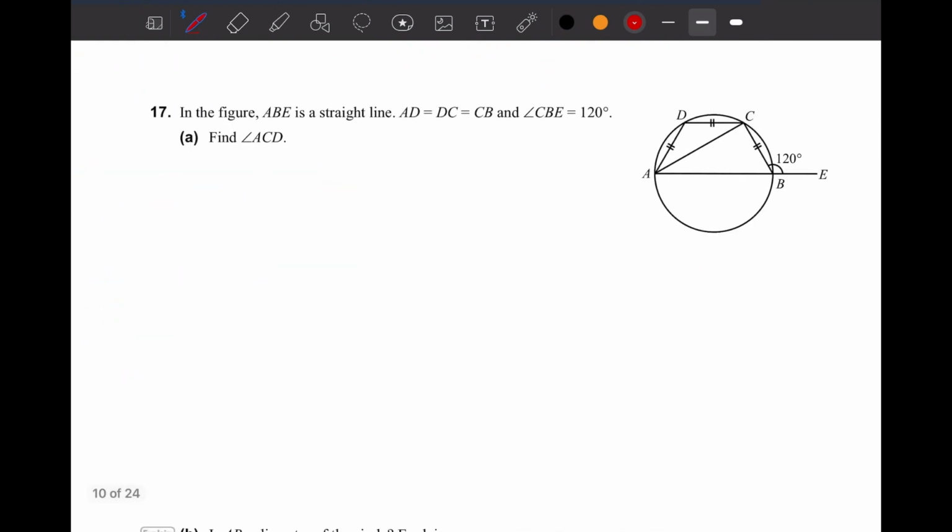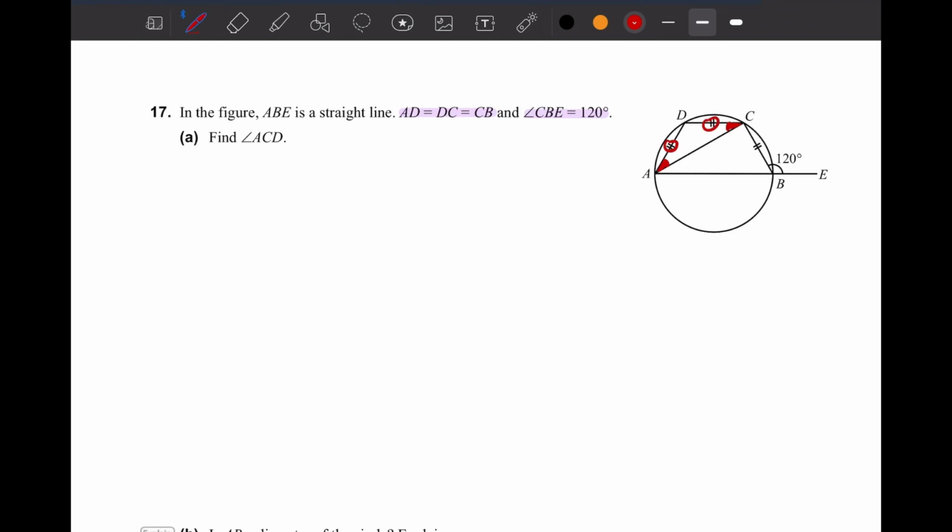Then we look at question 17. Okay, in here, they provide some information. So AD equals DC equals CB, and angle CBE is 120, and they ask for angle ACD. So this is the angle ACD. And somehow you know that this DAC is the same angle because of base angles of an isosceles triangle, as they provide these two lengths are the same.